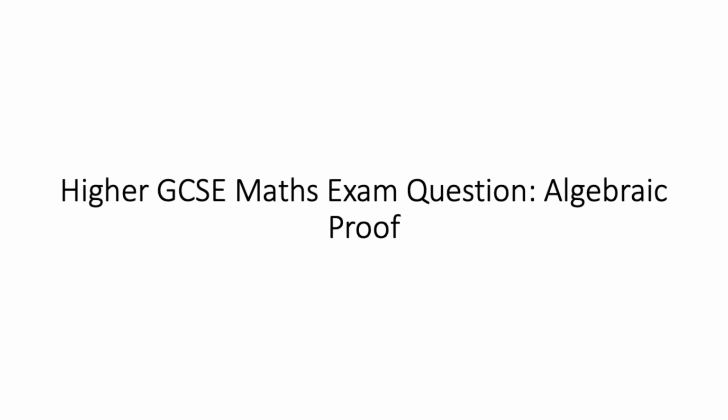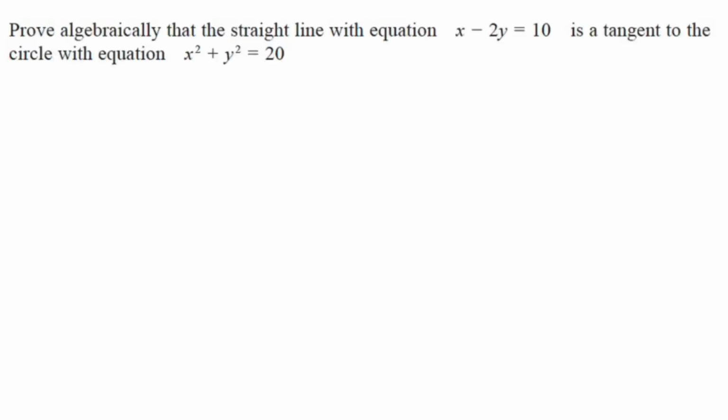This question is a higher GCSE maths exam question focusing on algebraic proof. So the question says, prove algebraically that the straight line with equation x minus 2y equals 10 is a tangent to the circle with equation x squared plus y squared equals 20.